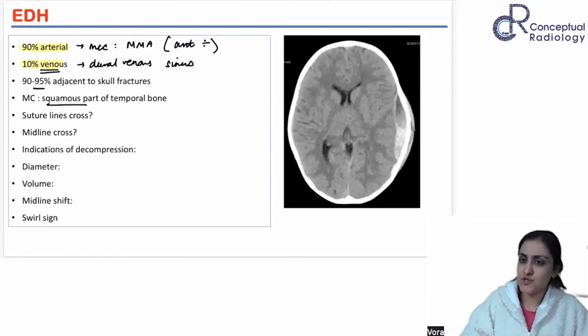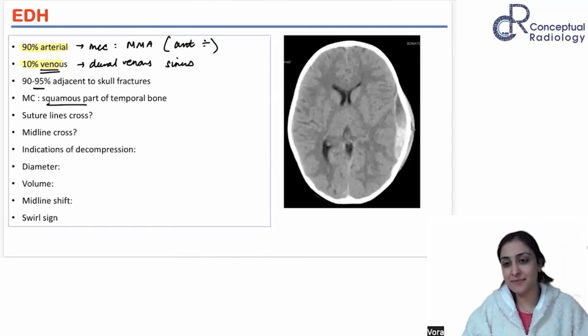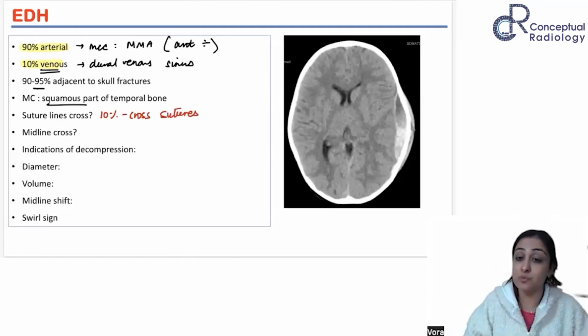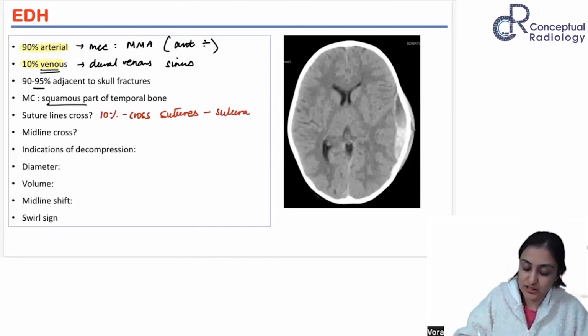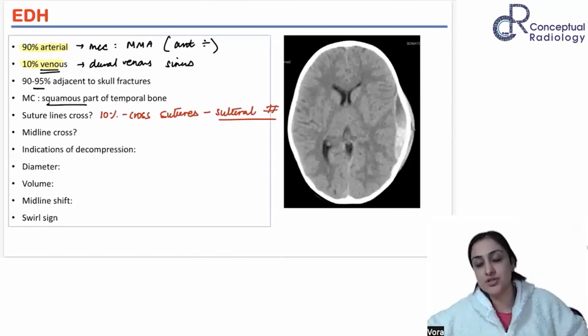Do EDHs cross suture lines? Yes or no? For NEET PG, our answer would have been no, ma'am. They do not cross the suture lines. But again, now we are on the other side. 10% do cross suture lines. What are these 10%? These 10% are the ones where, what if you have an associated sutural fracture? What if you have an associated sutural diastasis only?